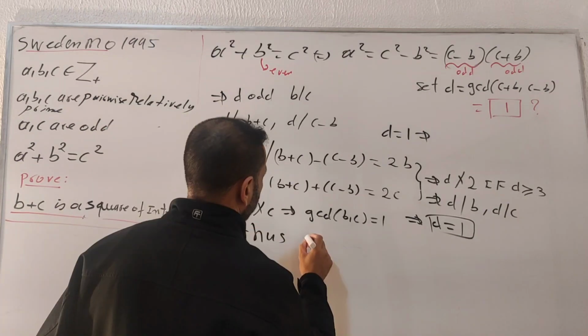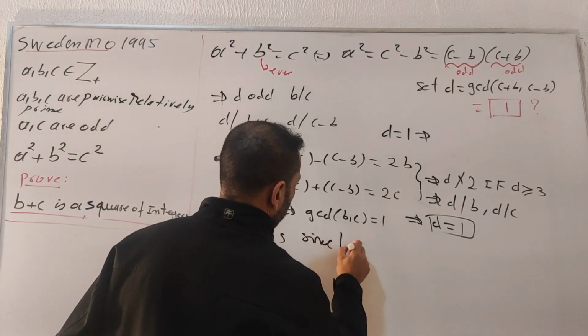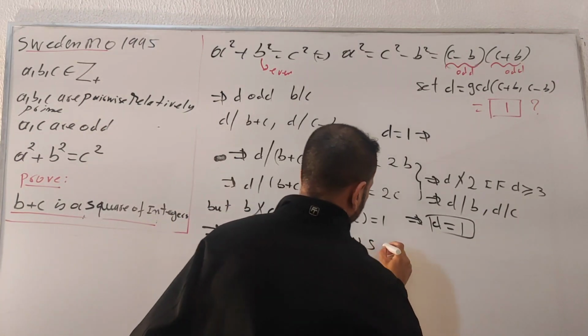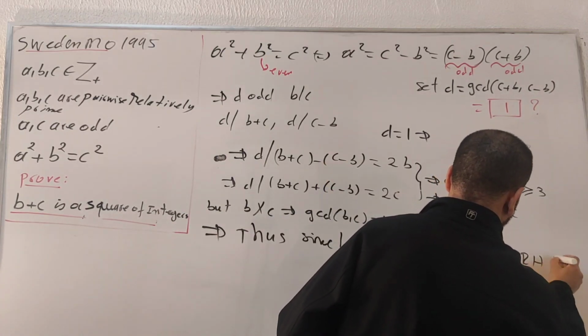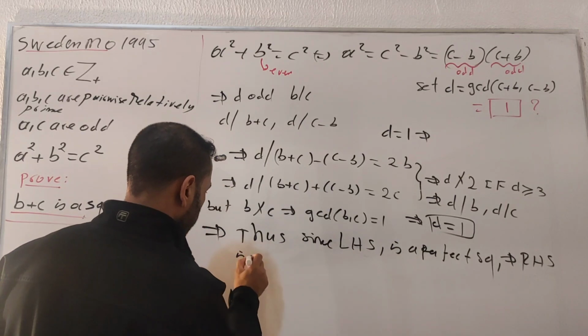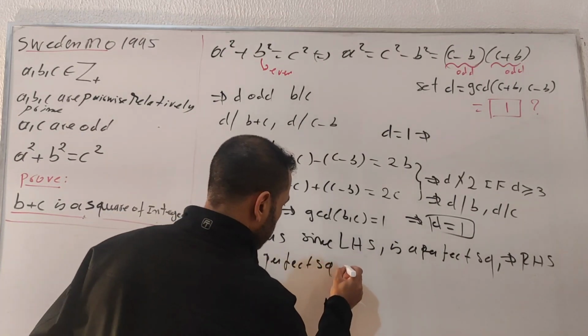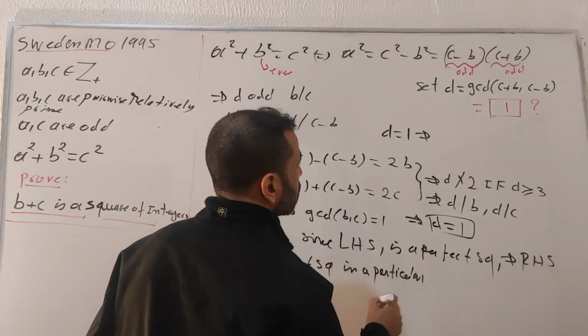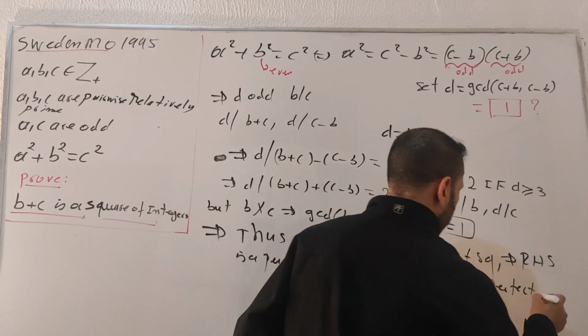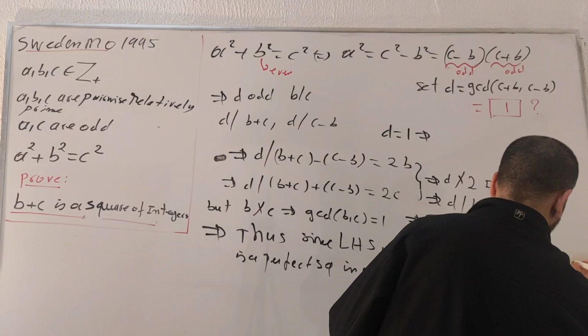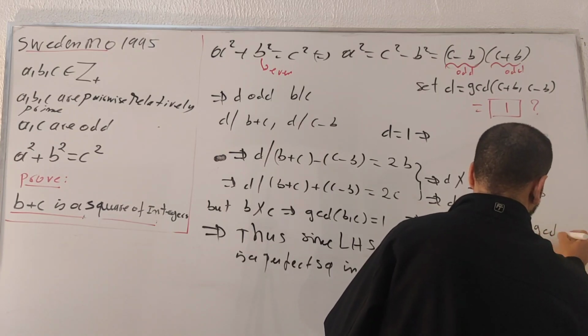Thus, since the left hand side of this equation is a perfect square, the right hand side of this equation is a perfect square. In particular, c plus b is a perfect square, because the GCD equals 1.